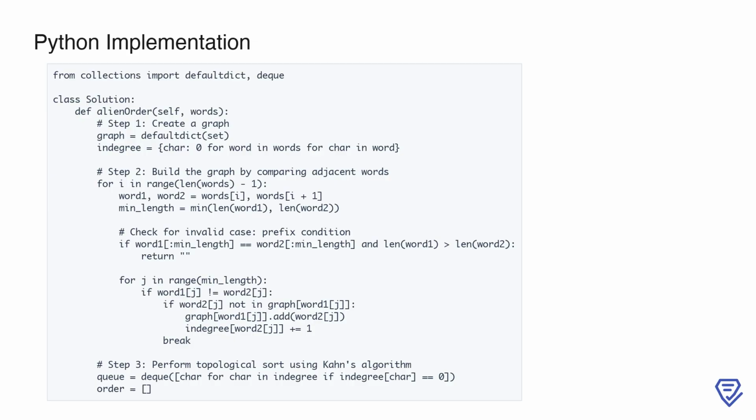Otherwise, we compare the characters at each position. As soon as we find two characters that differ, we create a directed edge from the character in the first word to the character in the second word. We also increment the in-degree of the second character to reflect this dependency. After finding the first differing pair, we can stop comparing further characters for that pair of words, as the order is now established. With the graph constructed, we move on to the next step of the solution, which is performing a topological sort.